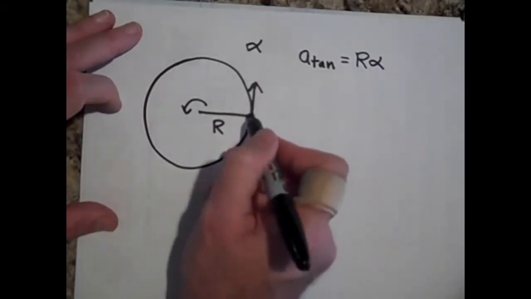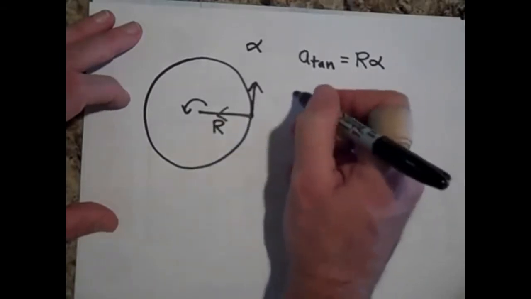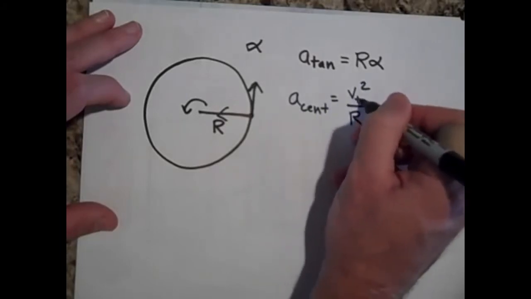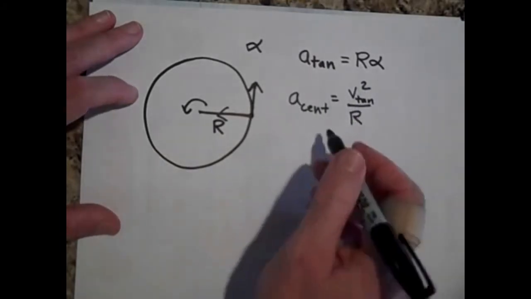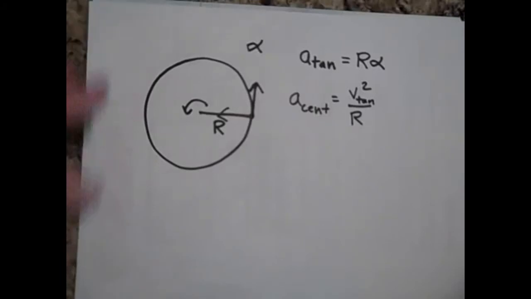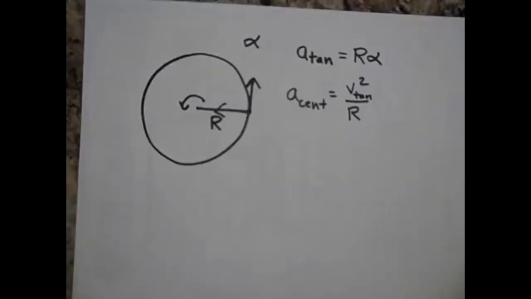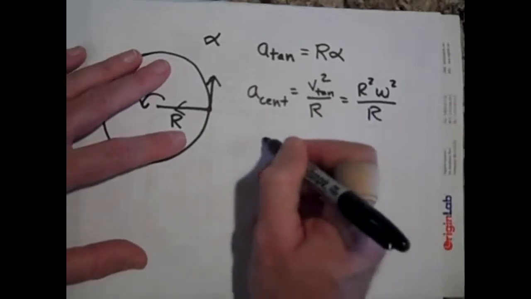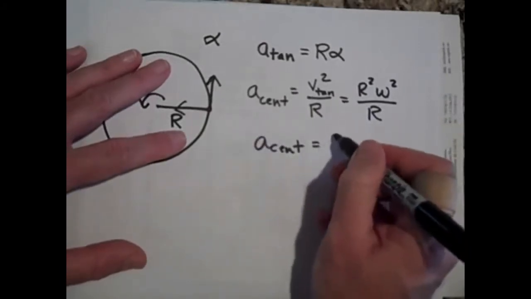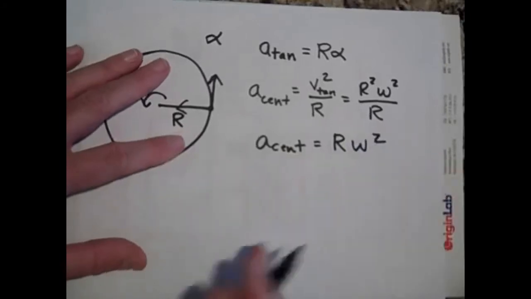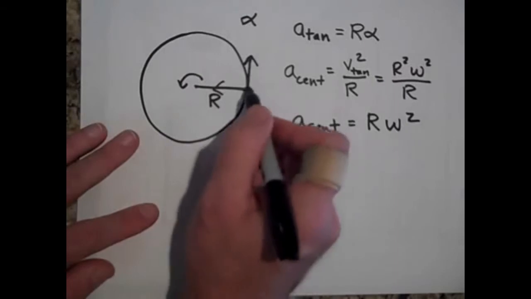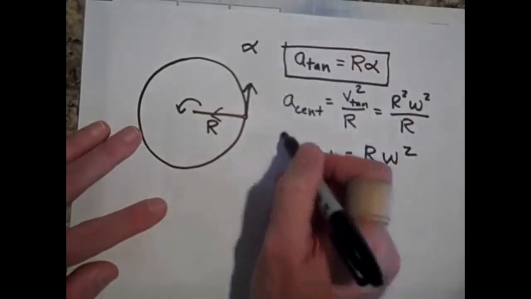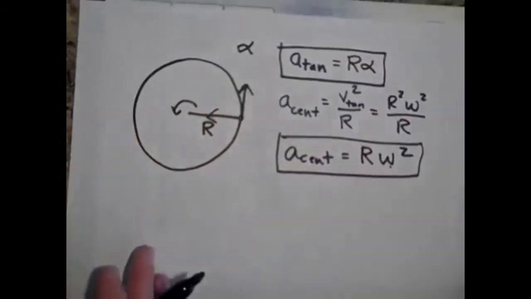But you also have a centripetal acceleration. And centripetal acceleration is v squared over r. But this is v tangent squared over r. And so if you look at this equation, I'm going to substitute in r omega for v. So that's going to be r squared omega squared over r. So the centripetal acceleration is going to be r omega squared. So if you have an alpha and you're out here, you actually have both a tangential component of your acceleration and a centripetal component that's related to omega and alpha.